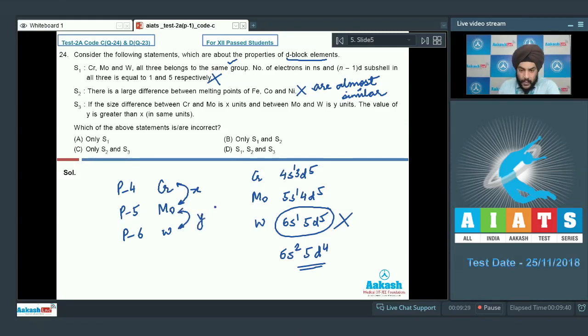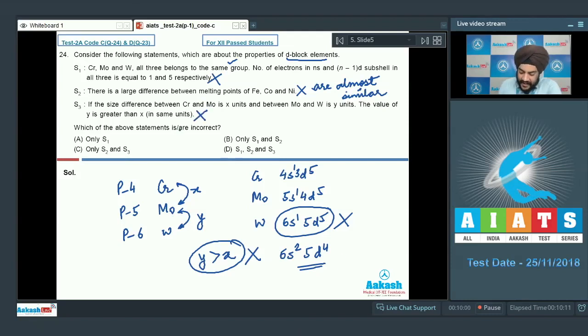So students, it is mentioned that the value of y is greater than x, which is absolutely incorrect, as due to filling of the f orbitals, the size almost remains the same. So there is not much difference between the size of Mo and W, whereas there is still a greater difference in size between Cr and Mo as compared to Mo and W. This is because of the poor shielding of the d and f orbitals. So statement 3 is also incorrect, students.